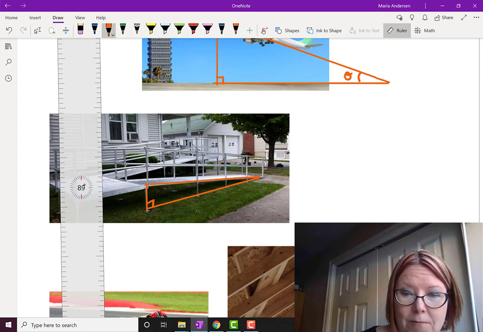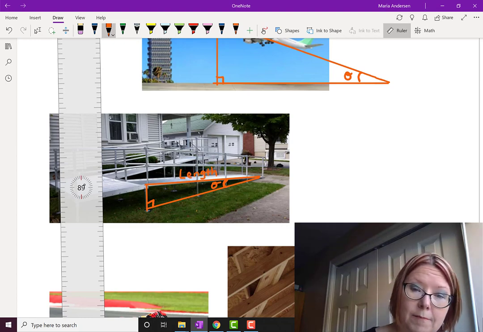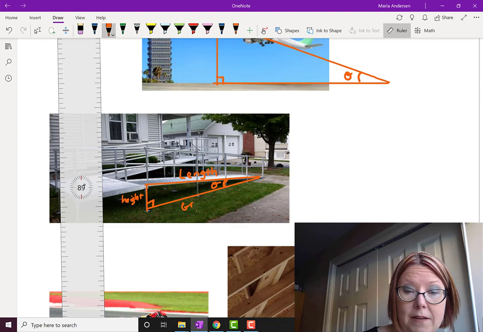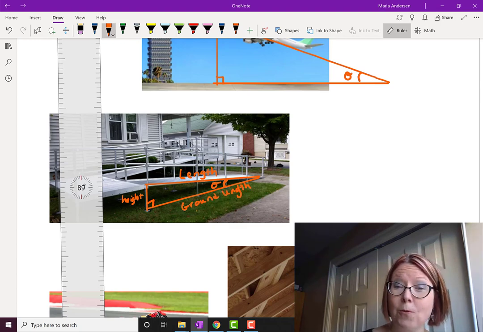The angle of the ramp is the angle between the ramp and the ground. Let's call that alpha. And then we have the length of the ramp going across the top. The height of the ramp is on one side of the right angle, and the ground length is on the base of this. So there's a right triangle for the ramp.